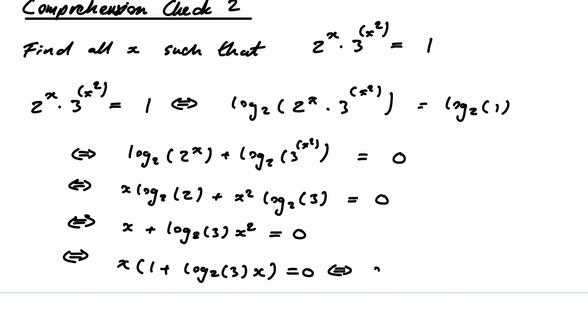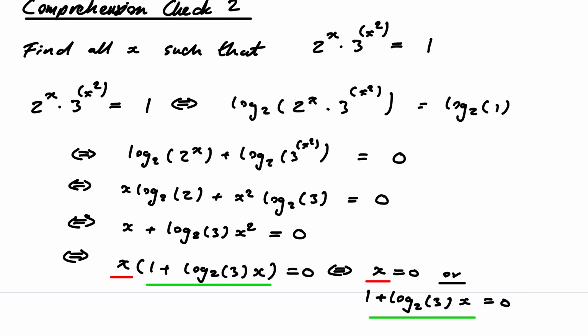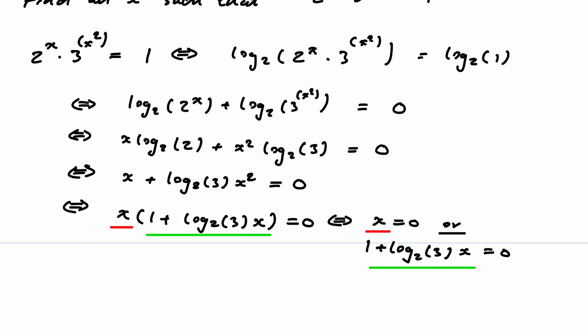So this is if and only if either x is equal to 0, of course, or 1 plus log to the base 2 of 3 times x is equal to 0. Those are the two options. So it's either that's 0 or that's 0. I'm not labeling every step here. I'm not going through every single law like I do in the core video, but every step is one of these core properties.